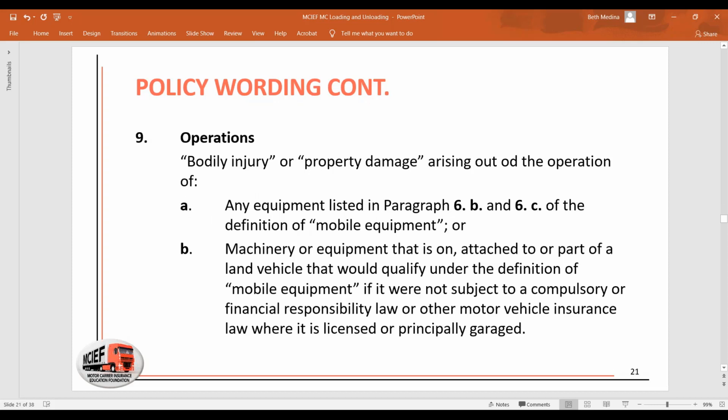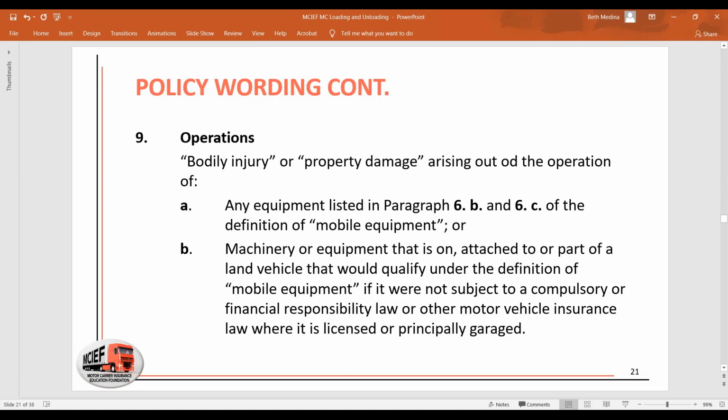Operations, which exclude bodily injury or property damage arising out of the operations of any equipment listed in the items, mobile equipment or not, or the machinery that's attached to the land motor vehicle. This is where you have the difference between auto liability and general liability. We did not take time here to look at that, but you need to look at those definitions between what's an auto and what's mobile equipment. And here we're talking about things like snow plows, cherry pickers, yard tractors, cranes, drill rigs, which will be a gray area between the two.